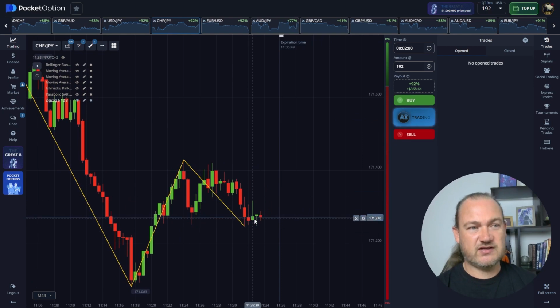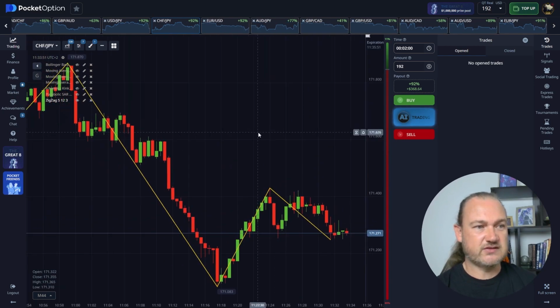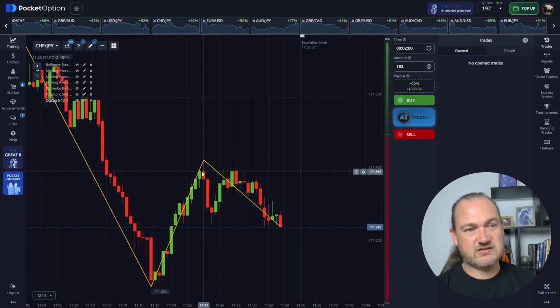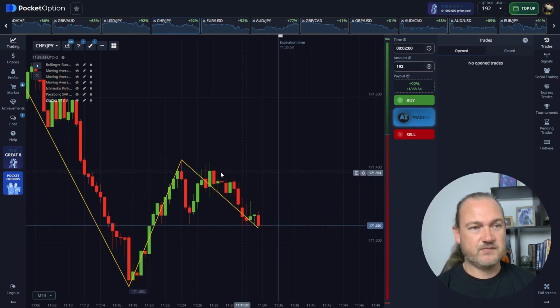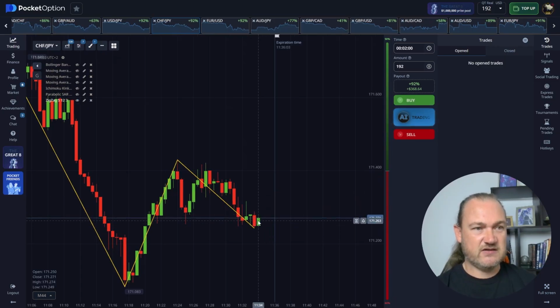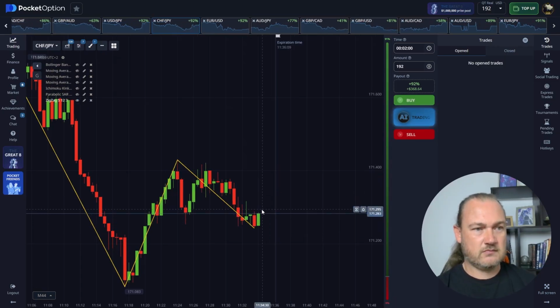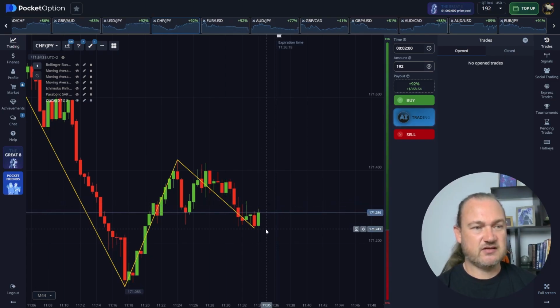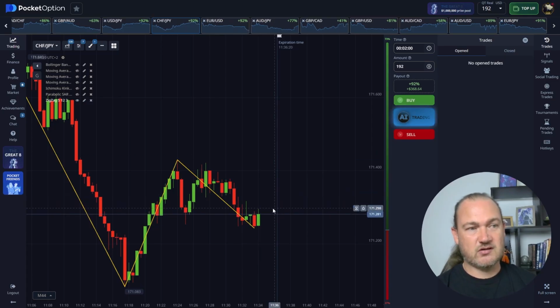But I do like to have big solid candles for this, like this one here. We had a big solid candle, and then if it pierced through, I would have just taken the trade upwards. Maybe we can just sit around for a minute and see if we do get one. 15 seconds left now on this candle here, but if it closes like this, I'm going to take a sell trade in the direction that we are currently moving.